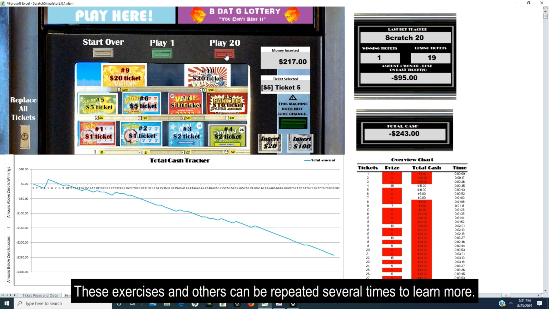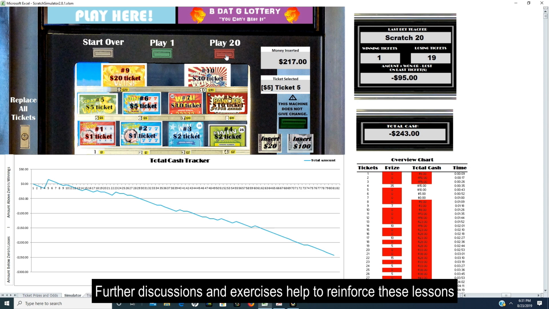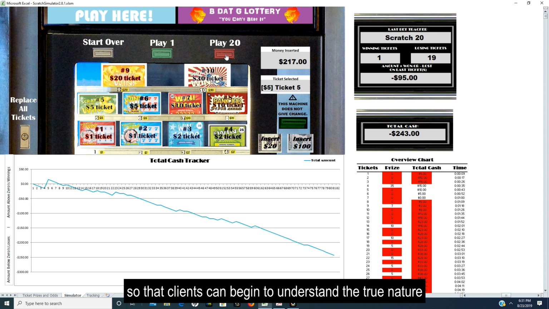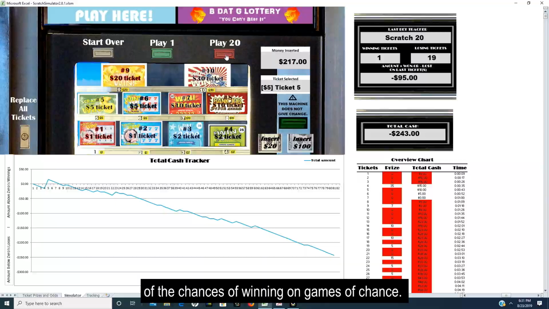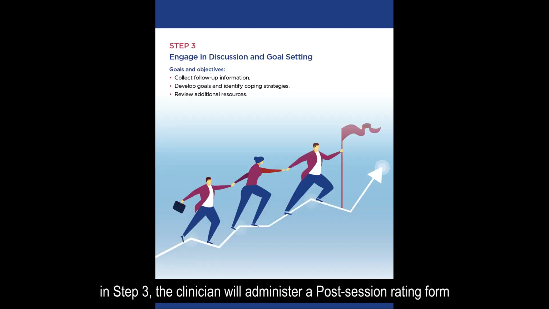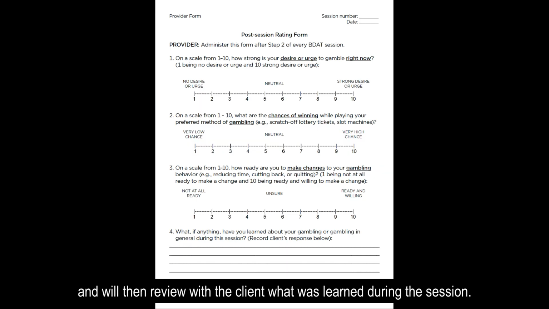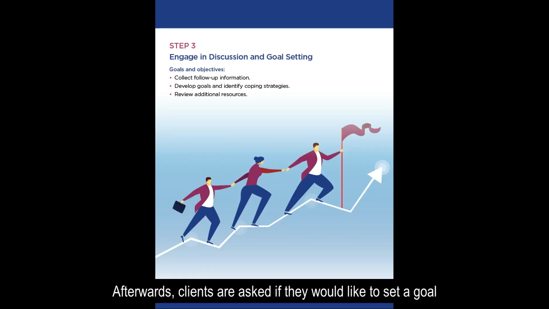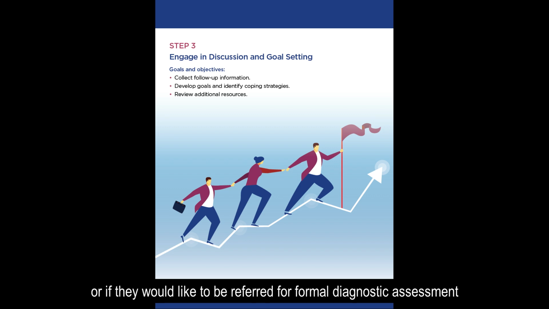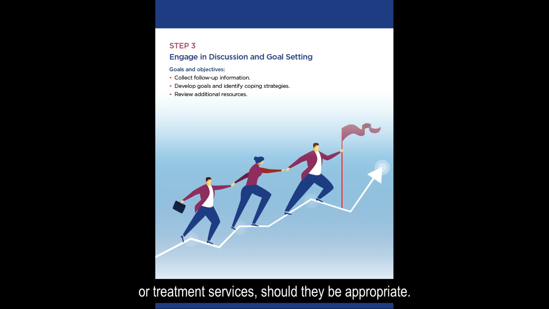These exercises and others can be repeated several times to learn more. Further discussion and exercises help to reinforce these lessons so that clients can begin to understand the true nature of the chances of winning on games of chance. Once these debiasing exercises are completed, in Step 3, the clinician will administer a post-session rating form and will then review with the client what was learned during the session. Afterwards, clients are asked if they would like to set a goal to make changes to their gambling behavior, or if they would like to be referred for formal diagnostic assessment or treatment services, should they be appropriate.